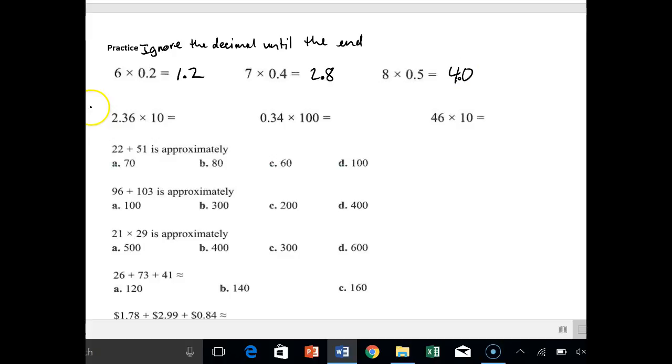Now, when we're multiplying decimals and base 10, just like we've been doing, count the amount of zeros you have. So 2.36, swoop once to the right, equals 23.6. 0.34, I have 2 zeros, so swoop twice to the right, 1, 2, equals 34. All right, 46 times 10, I have no decimal, but I have 1 zero, right? So swoop right to the ones, so 460.